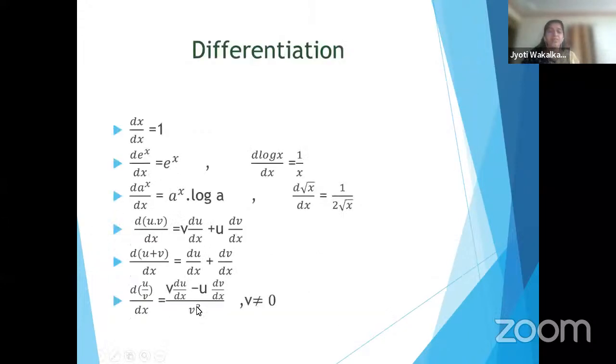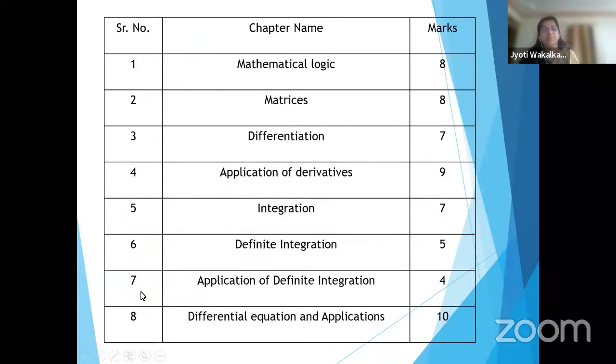Last, differential equation and applications. In this chapter, at least first order and degree, that's very easy. And lastly, you having application in growth and population, it having only 5 questions. 5 questions toh aap easily kar sakte hain.